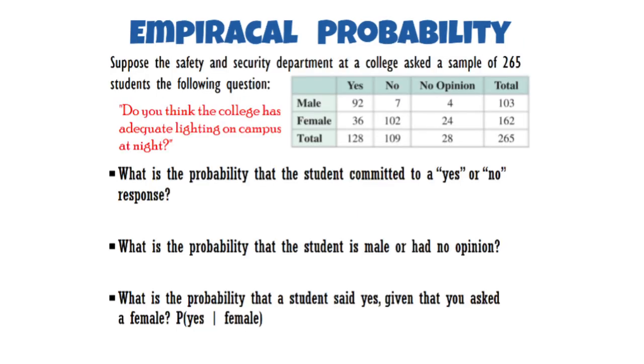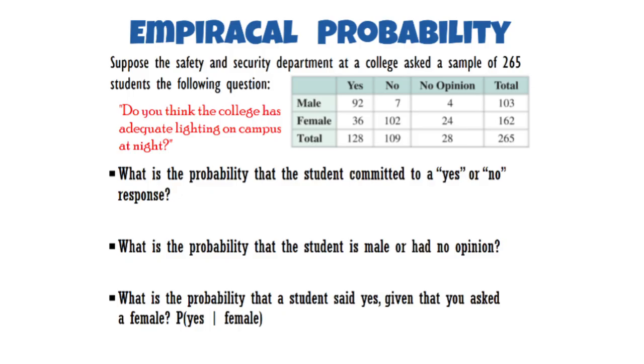Okay, this might be something a little bit more like empirical probability. Instead of us actually getting the data, we're going to be given a chart full of data. So here we have a situation that the safety and security department at a college asks a sample of students the following question: do you think the college has adequate lighting on campus at night? And this is just the tally of all the responses they got. So looking at this, it says, what is the probability that the student committed to a yes or no response?